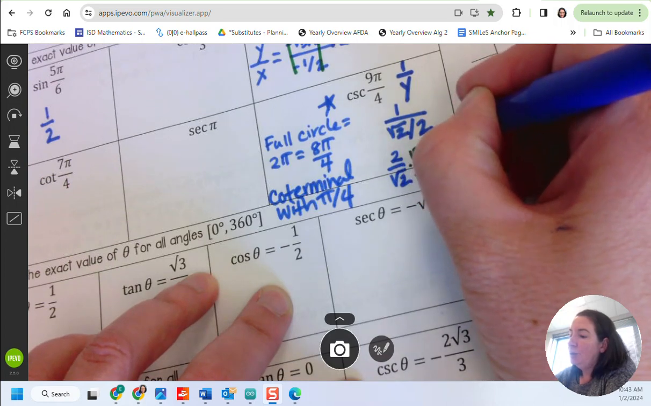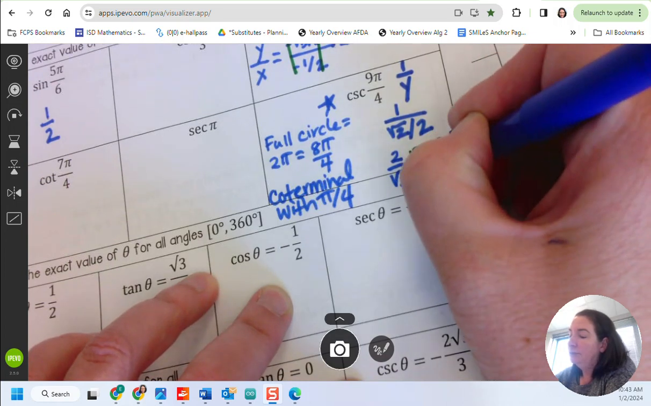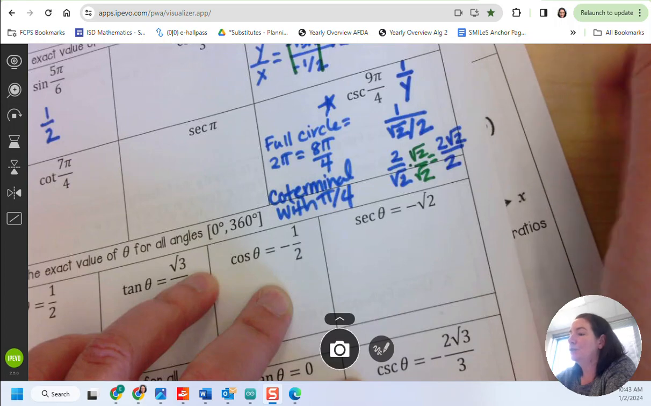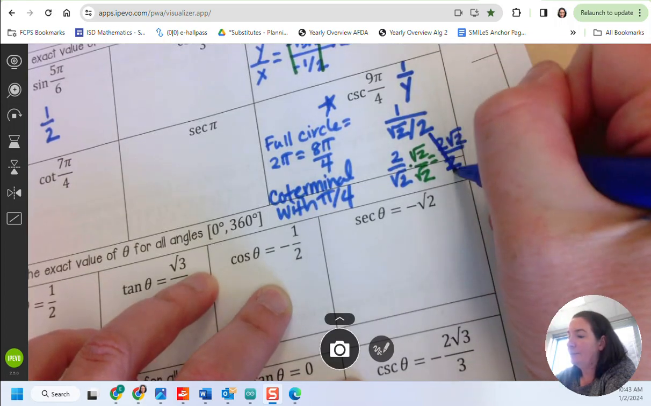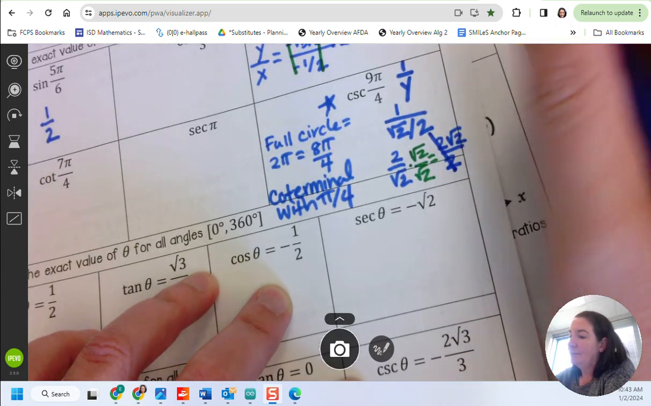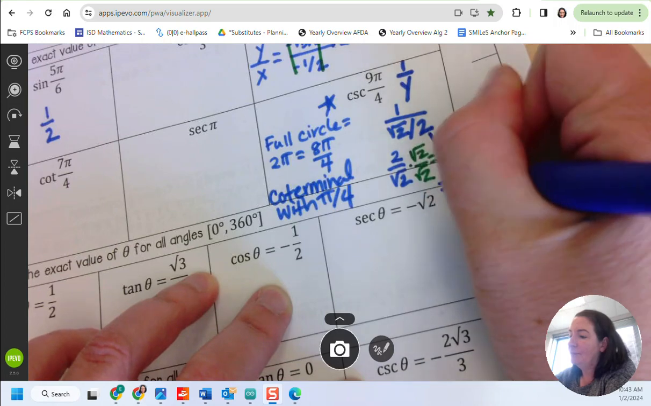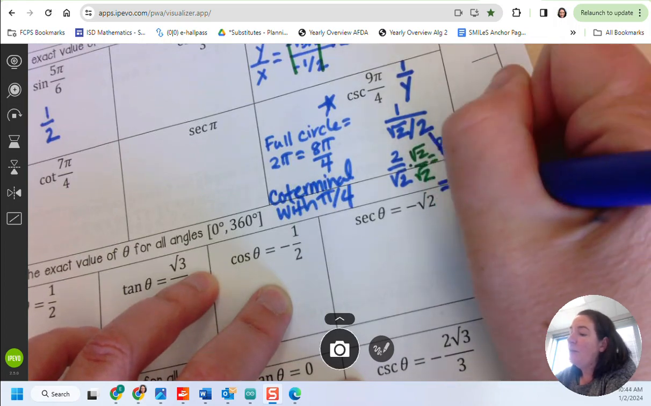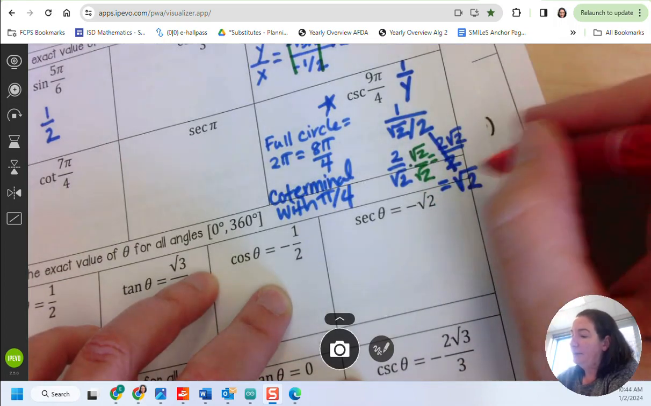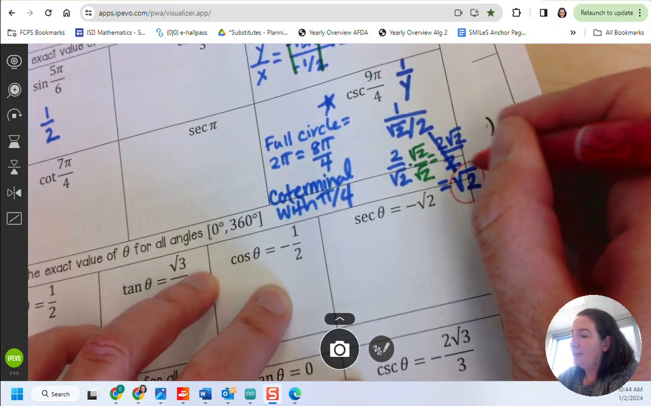You get 2 root 2 over 2. Which is just what? Just root 2, thank you. All right, so that was a complicated problem, I will admit. But let's go through the pieces of it.